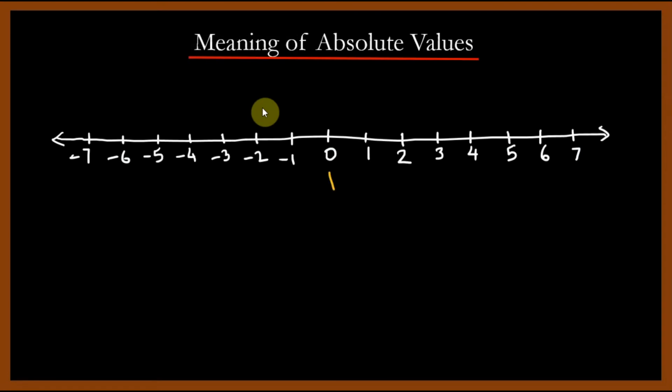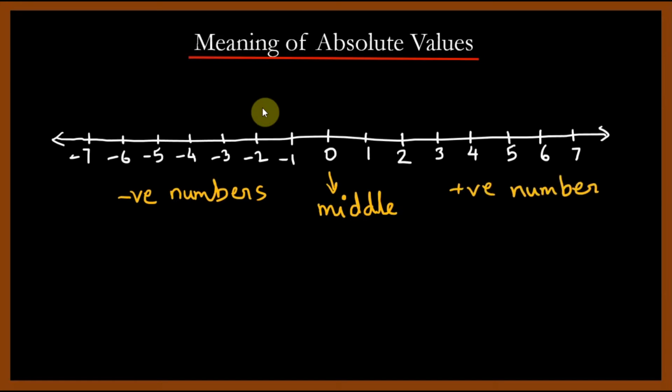The real numbers are represented using a real number line, sometimes called a number line. In the middle, you have 0, and negative numbers are on the left side and positive numbers on the right side. The absolute value of any number is the distance of that number from 0.